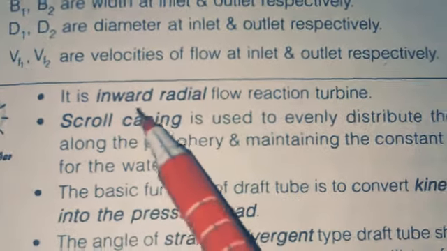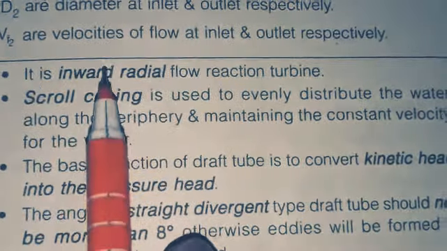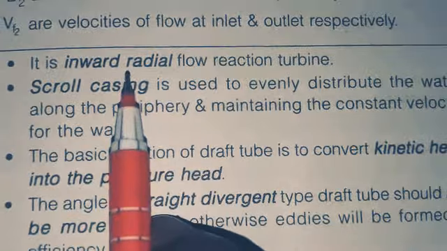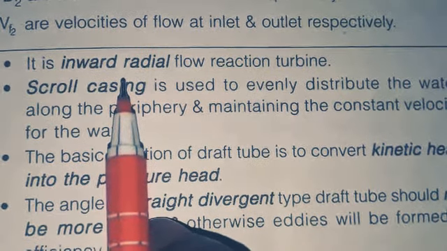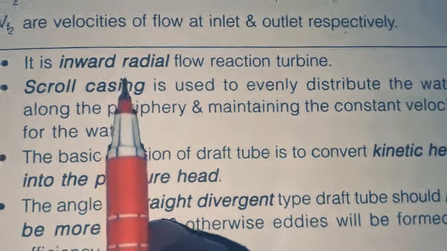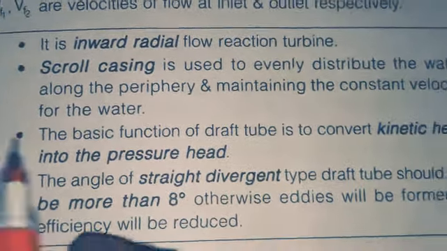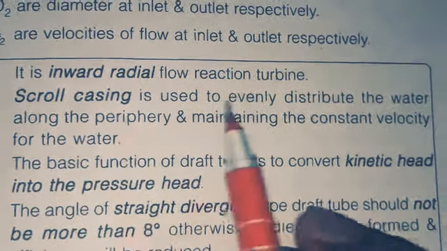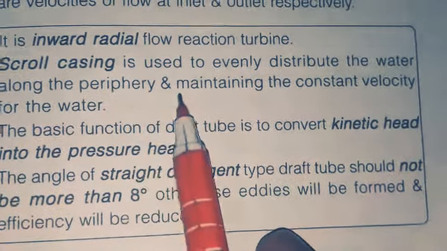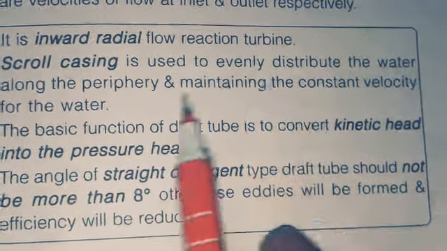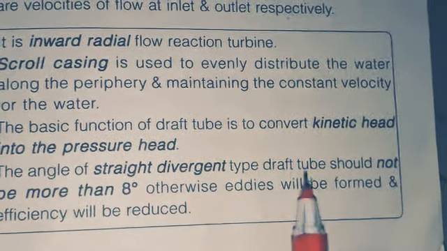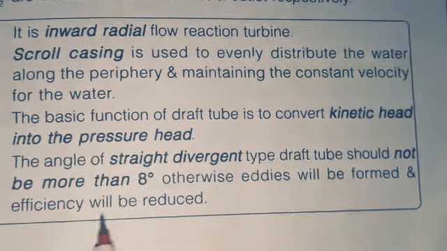As you can see, in this case it is an inward radial flow reaction turbine. Inward radial flow reaction turbine means water flows radially, toward the center of the turbine. Scroll casing, what is a scroll casing? Basically, scroll casing is used to distribute the water along the periphery while maintaining constant velocity for the water. Okay, the angle of a straight divergent type draft tube should not be more than 8 degrees.